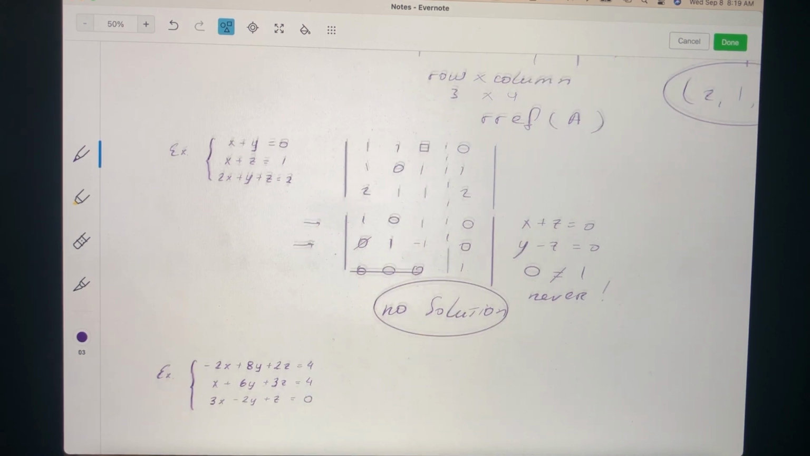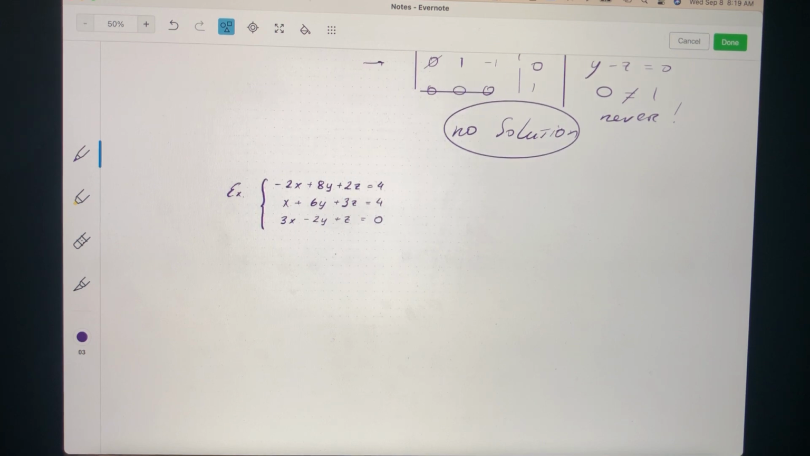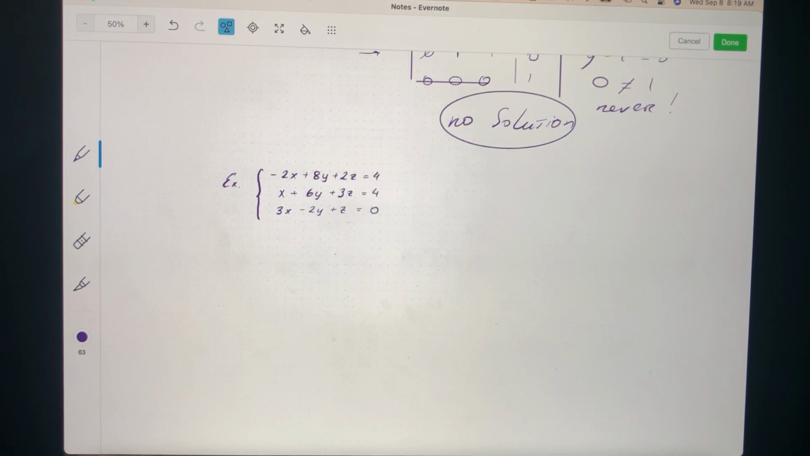The final possibility is we might get infinitely many solutions. That's the last example. Let's create a matrix out of it and see what answers we're going to get. Negative 2, 8, 2, answer column 4. 1 for the x, 6 for the y, 3 for the z, 4. 3 for the x, negative 2 for the y, 1 for the z, 0.